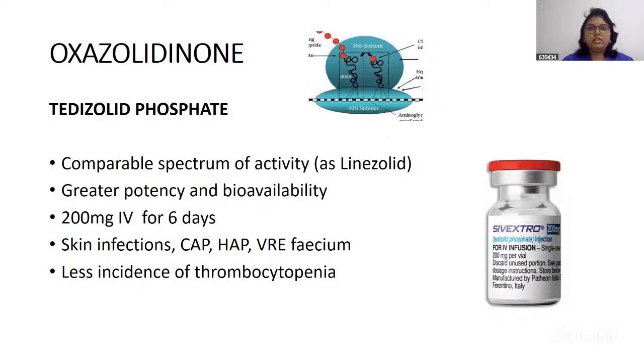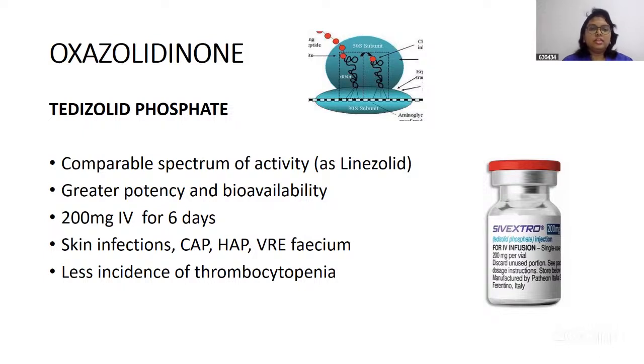And the next drug is the oxazolidinone known compound, like linezolid, with the same comparable spectrum of activity. Spectrum is the same, but it has a higher potency and bioavailability. Hence, it is available in oral form also. And we know that it inhibits protein synthesis, like linezolid, by binding to the 50S subunit. It is given in doses of 200 milligrams IV for 6 days, once daily.